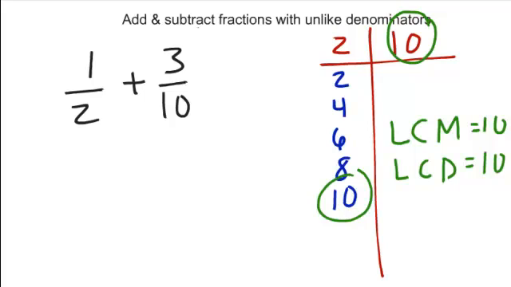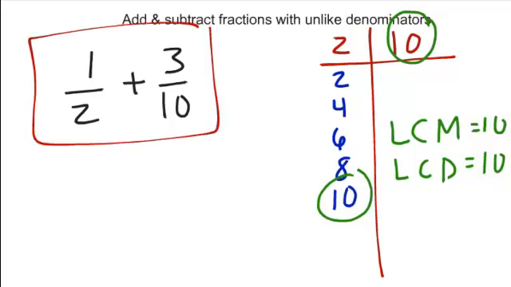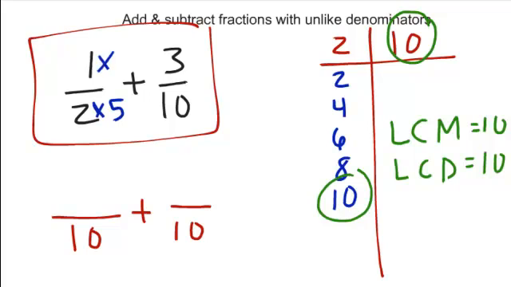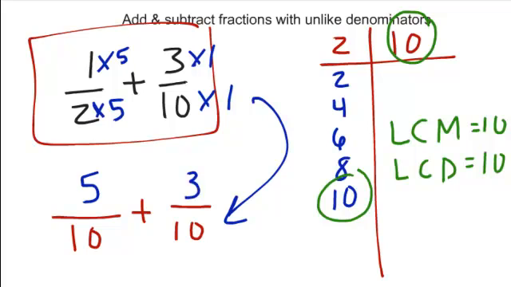So now I rewrite the original two fractions as something over 10 plus something over 10. And I ask myself, 2 times what gives me 10? And I know that 2 times 5 gives me 10. And what I do to the bottom, I do to the top. So 1 times 5 gives me 5. And then 10 times 1 gives me 10. So times 1 up here will give me 3.